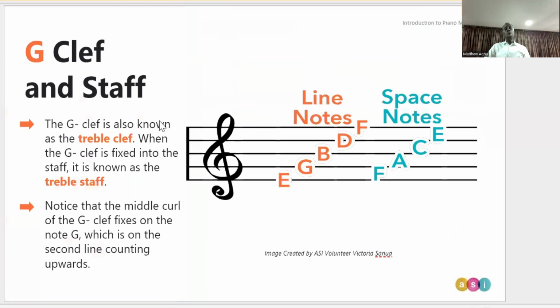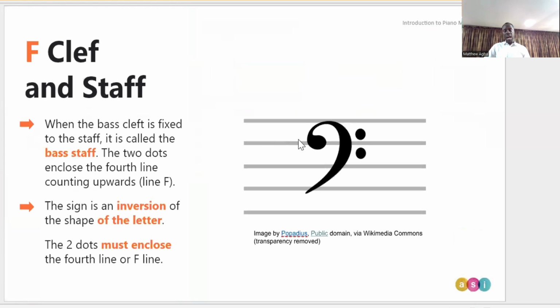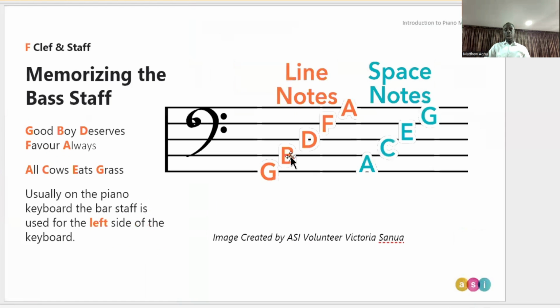We look at the G clef and staff, how it is drawn and where it is placed on the staff. We look at the names on the lines and spaces of the treble staff, which is Every Good Boy Deserves Favor for the lines, and FACE for the spaces. We go on to look at the bass staff, how it is drawn, the two dots, and closing the fourth line. We look at the names of the notes on the lines and spaces: Good Boy Deserves Fun Always for the lines, and All Cows Eat Grass for the spaces.